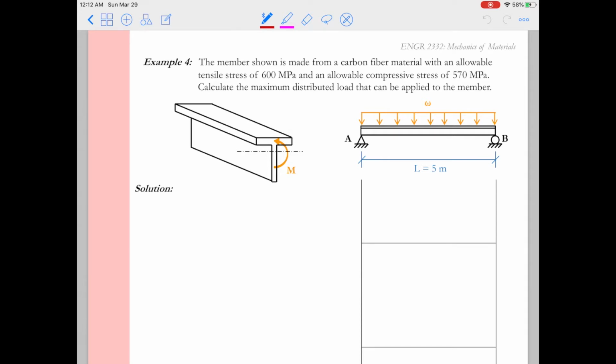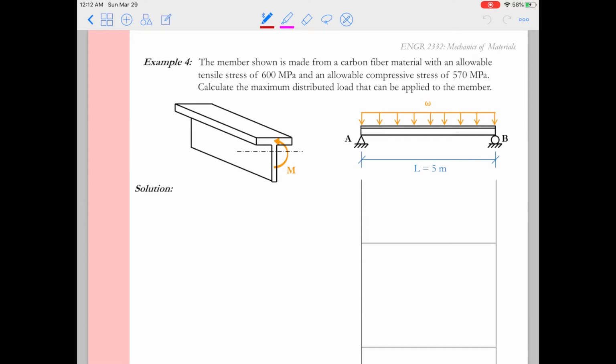Anyhow, let's orient ourselves to the problem. This problem is a lot like the last one, so let's go through it. The member here, though, is made of carbon fiber. One of the cool things about carbon fiber is that it has different capacities in both tension and compression. So we see it has an allowable tensile stress of 600 megapascals, while in compression it can only hold 570 megapascals. Now we're asked to calculate the maximum distributed load that can be applied to this member.